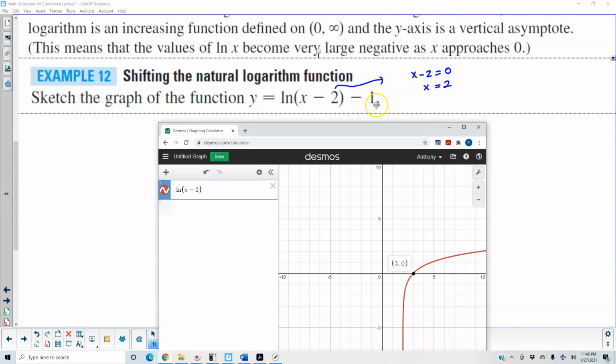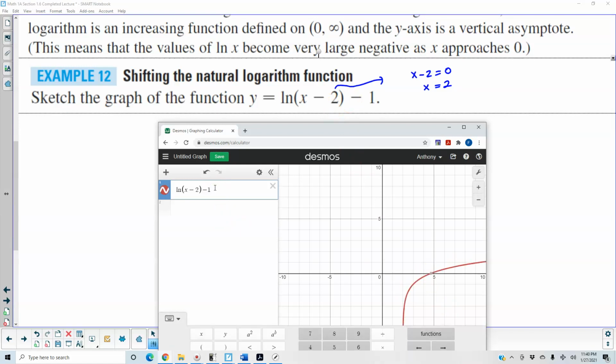And now we're going to subtract 1, which means that we're going to shift the graph 1 unit down. So if we subtract 1, then now we shift this graph down. So it's now gone down to here. So now our x-intercept from shifting down is at 4.718.